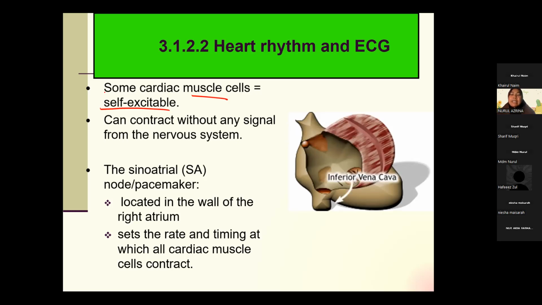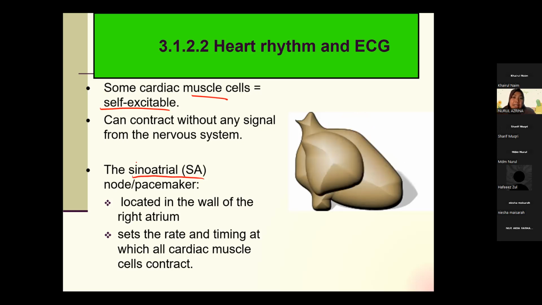Cuma, you have to know that some cardiac muscle are self-excitable. Dia boleh contract sendiri tanpa any signal from the brain, right? From the nervous system. Walaupun sebenarnya nervous system dah mati, right? Brain function dah tak ada function. But then, the heart can still beat because they are self-excitable cells. Okay, right. So what makes that happen? Kenapa dia boleh contract sendiri? That is due to the presence of the sinoatrial node, or we call it the pacemaker.